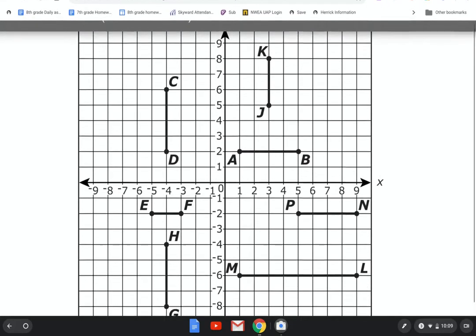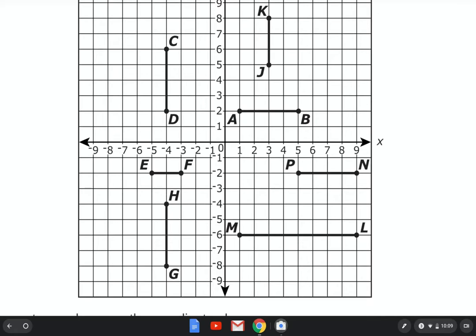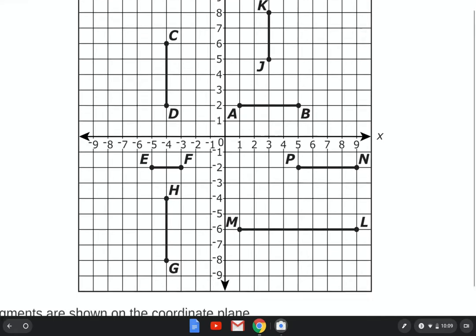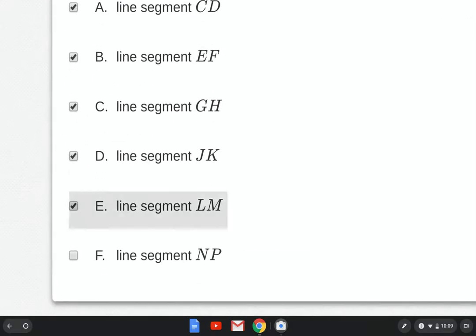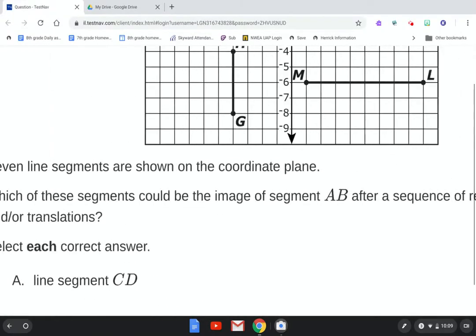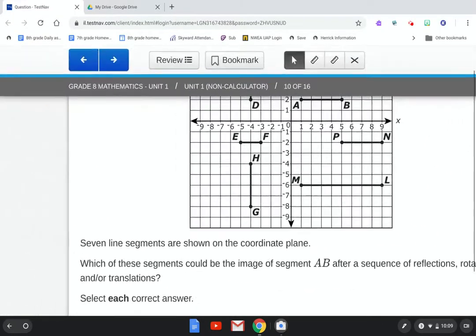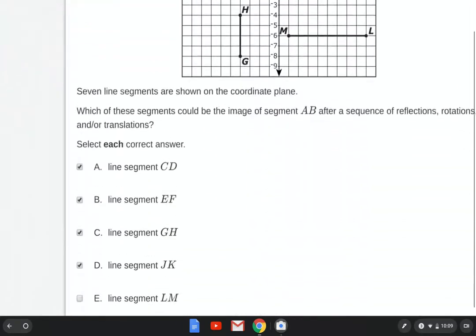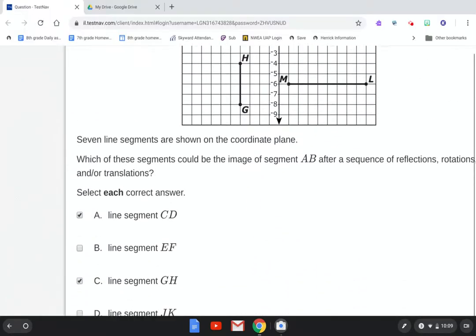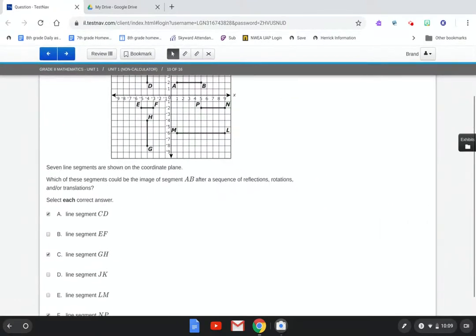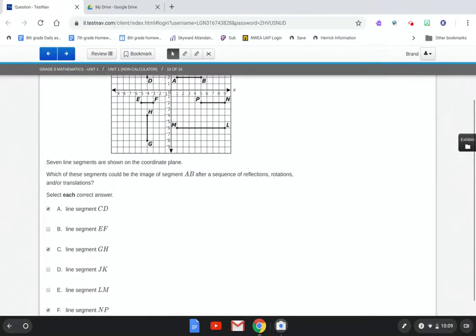So we have KJ is not 4 units, EF is not, and ML is not. So if we go here and we highlight all of them, then get rid of the ones that are not 4 units. So I said ML, EF, and KJ. So get rid of JK and EF. I think that's it. And those are your answers. So it would be A, C, and F.